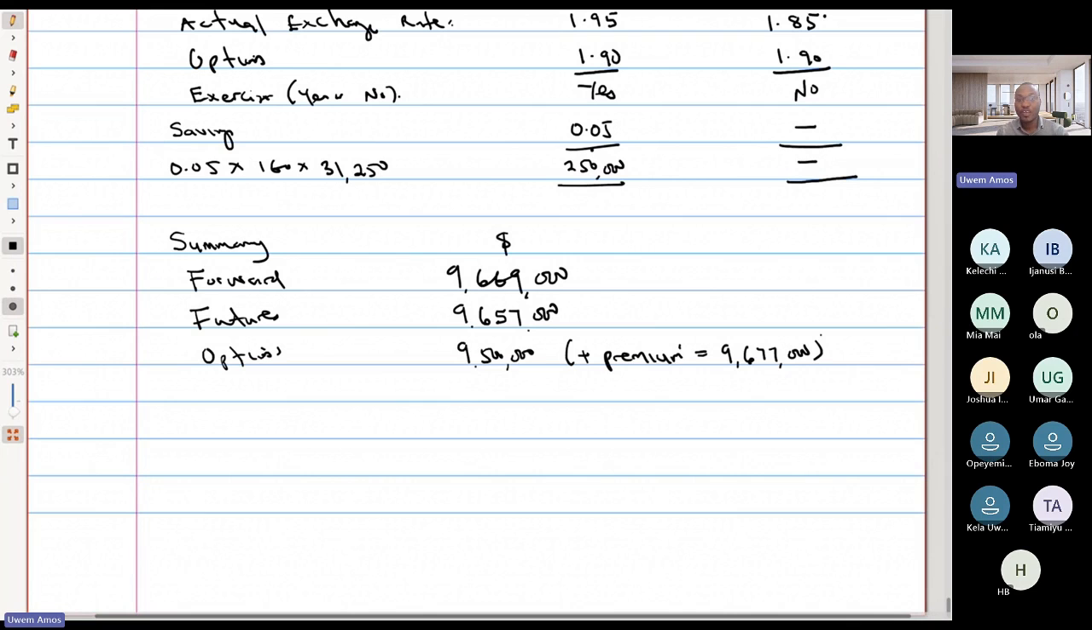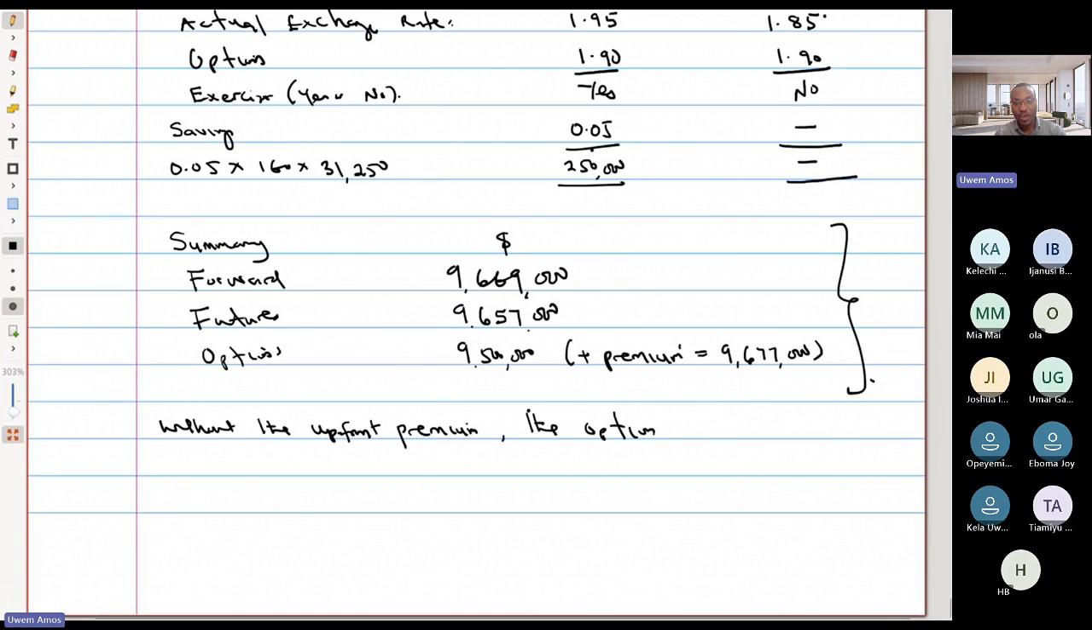Okay, guys. So which of these three do you think we should go for? Now, your answer will depend on what you think is important to your company. Without the upfront premium, which of the three is favorable? Which of the three is the cheapest? The option. The option is recommended.